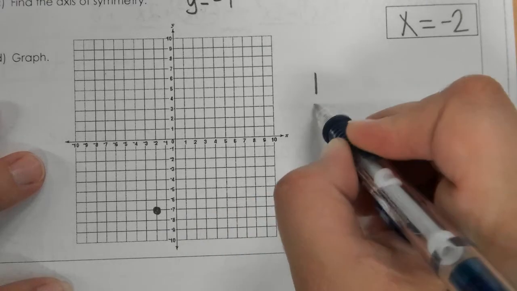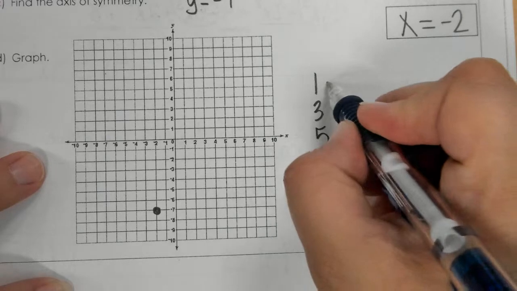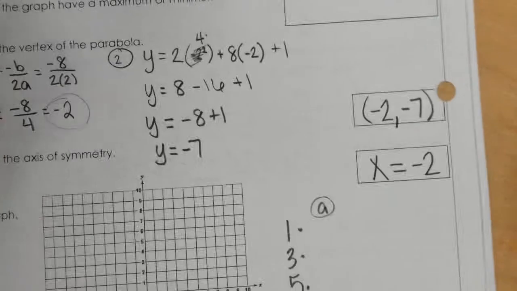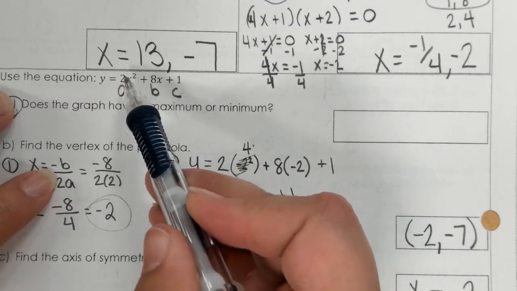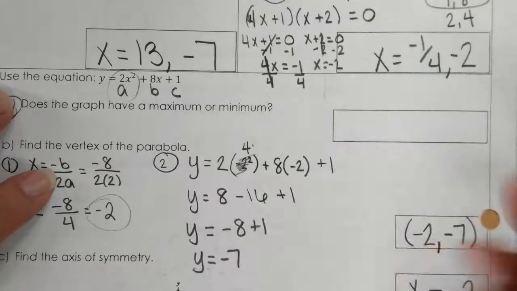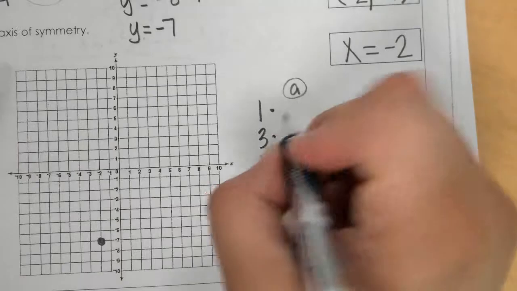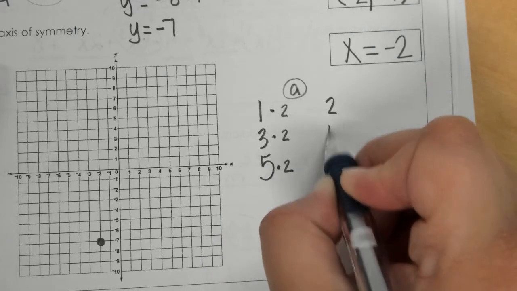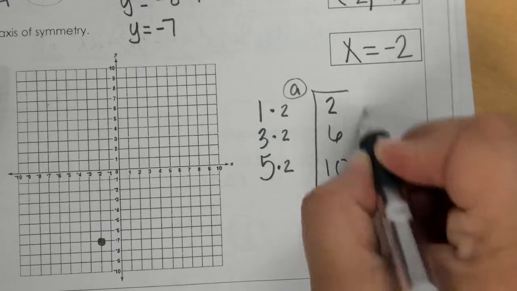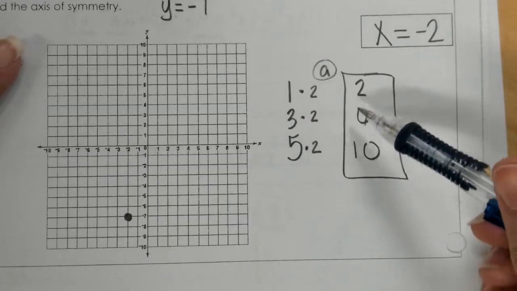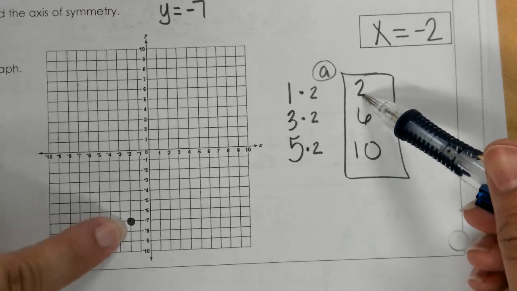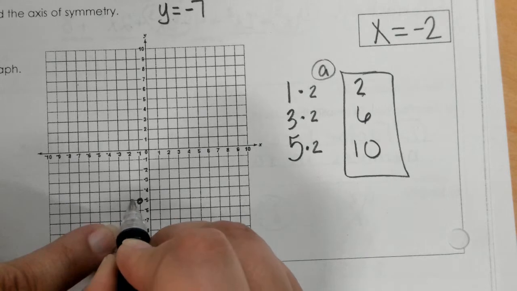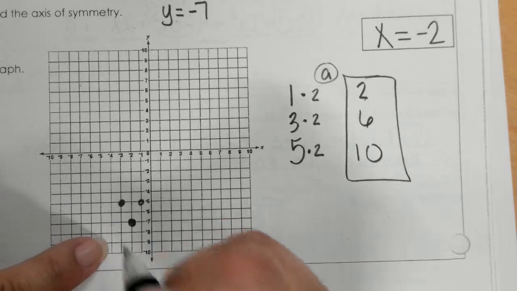But to get the U shape, you have to take your 1, 3, 5 and multiply it by the A value. Okay? The A value was 2. We have that right here in the equation. So if I multiply by 2, our new pattern is 2, 6, 10. And we treat it like a slope. So we're going to be going up 2 and then right 1 from the vertex. And then also up 2, left 1, because you want a symmetric pattern.